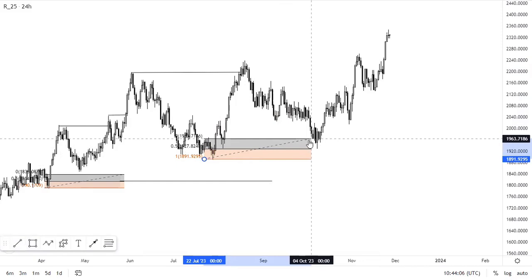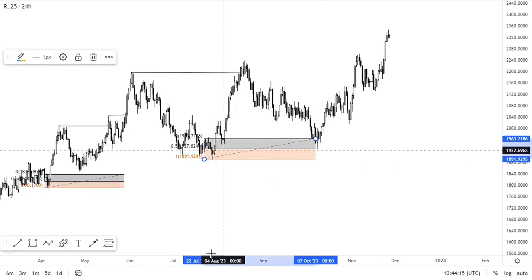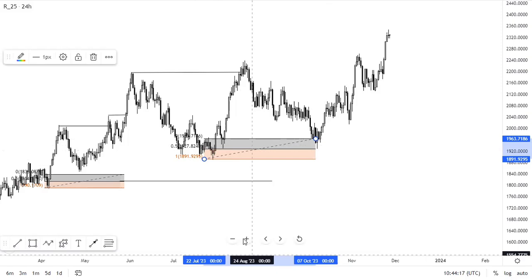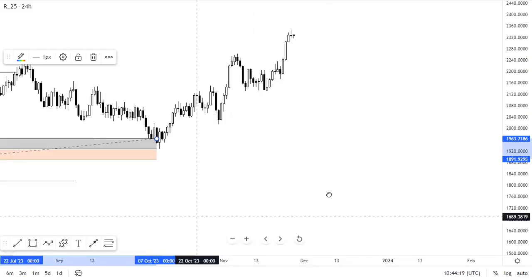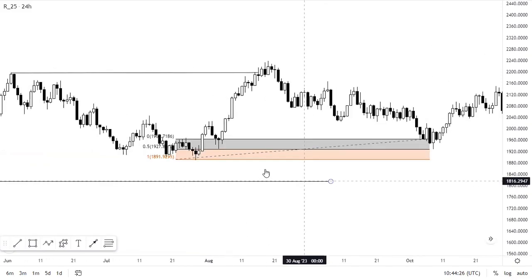All right, this is how it's supposed to be marked because this is an area of interest. All right, the market almost used our 50% here for a continuation to the upside. I'm going to zoom that in.